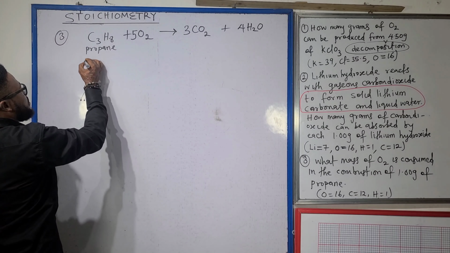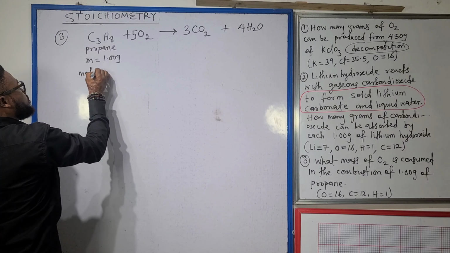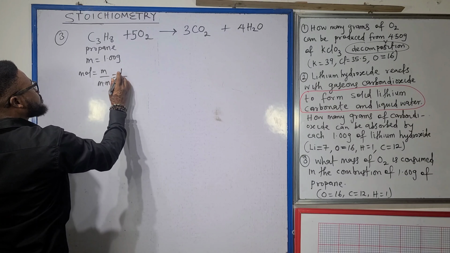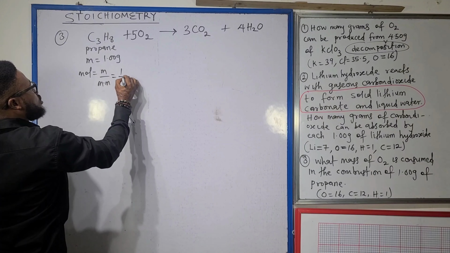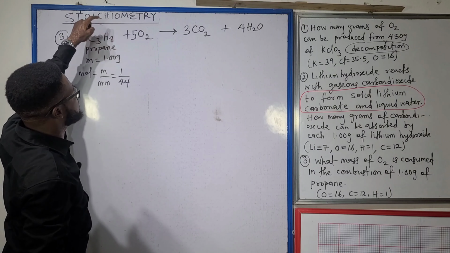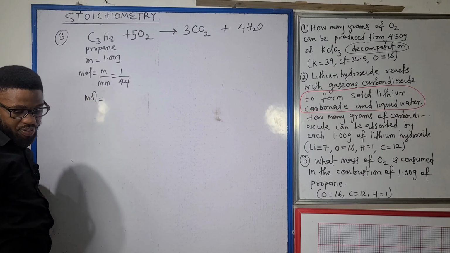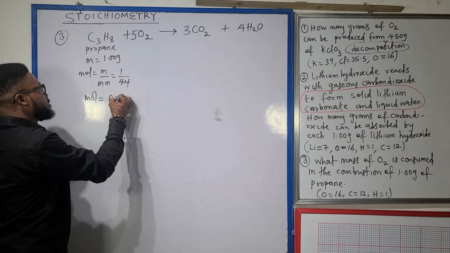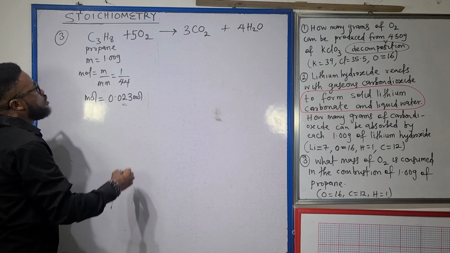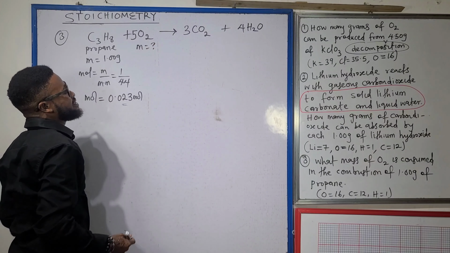So the question says what mass of oxygen is consumed in the combustion of 1 gram of propane. It means that my propane, the mass is 1.00 gram. So converting this to mole will be mass over molar mass. In this case, 1 over 44, because 12 times 3, 36, 1 times 8, 8, 36 plus 8, 44. 1 divided by 44, so the mole of propane is going to be 0.023 mole. We're told to look for the mass of oxygen consumed.